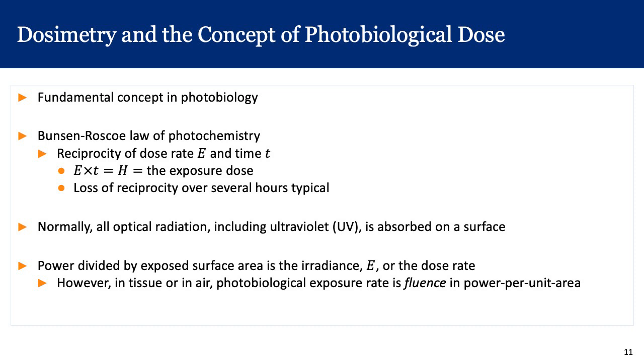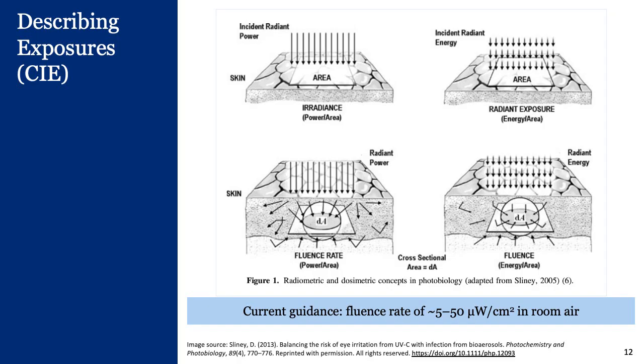So the power divided by the exposed surface area is irradiance, and in air or in penetration of tissue, there is another term that is used by photobiologists, and that is fluence. It's still in power per unit area, but as we'll see, has a little bit different meaning. And that's important technically, and that is all the safety limits and permissible exposure guidelines are specified in irradiance and radiant exposure, as we see on those top two panels.